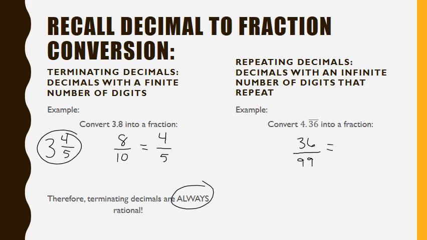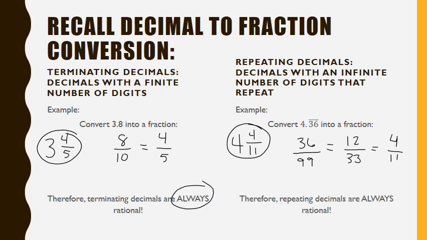Then, of course, we simplify. So both of these can be divided by 3. So 12 over 33. We can actually do that one again by dividing by 3. And I get 4 over 11. Don't forget your whole number. Repeating decimals, they can be converted into a fraction. So therefore, all repeating decimals are always rational. So if it's terminating or if it's repeating, we can say right away, it's a rational number.